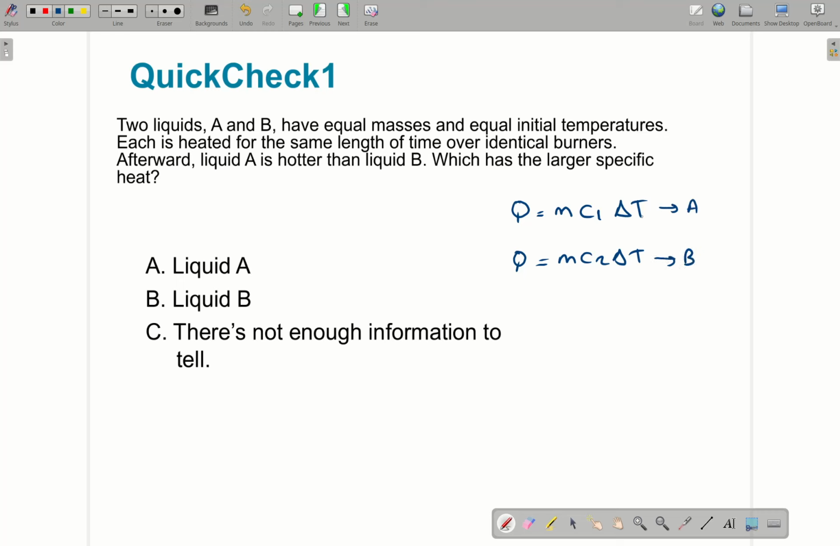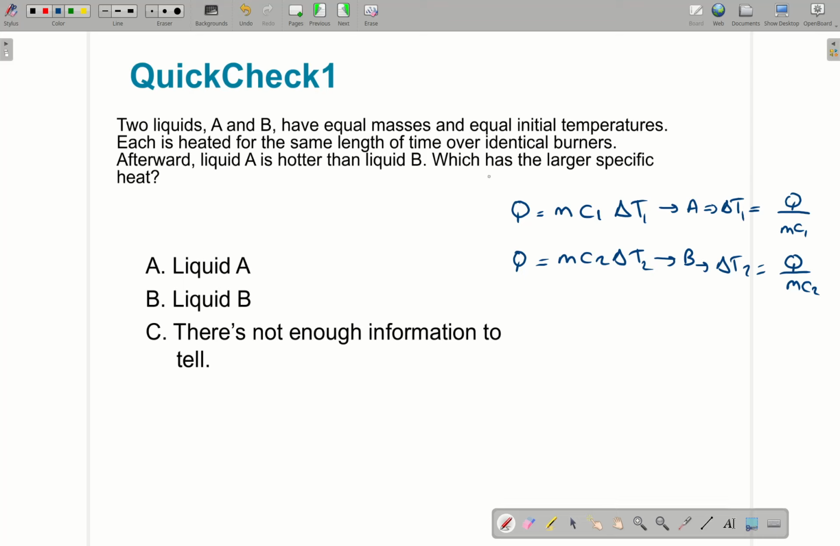This is B. If I solve for delta T here, let me solve for it actually so we can mathematically also see this. It will be equal to Q over MC1, right? Let's call this delta T1. They don't have the same delta T's. For B, delta T2 will be Q over MC2.